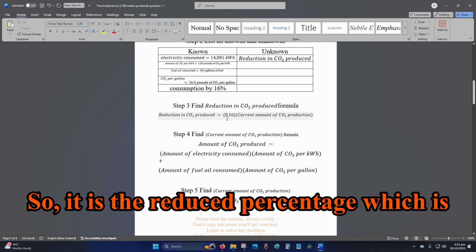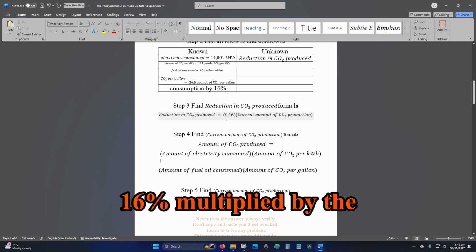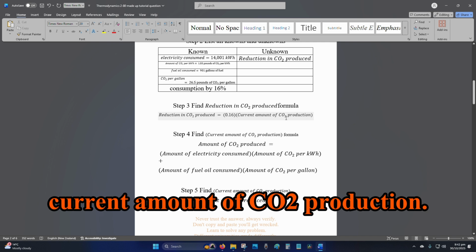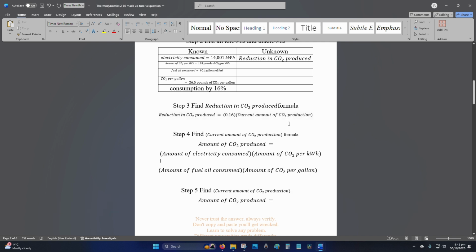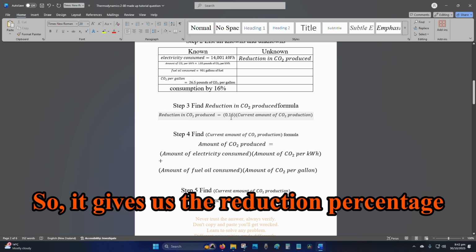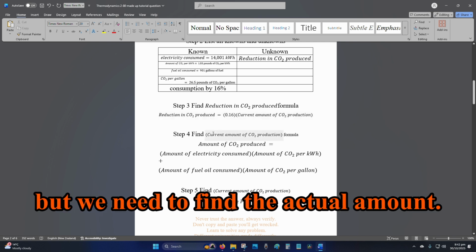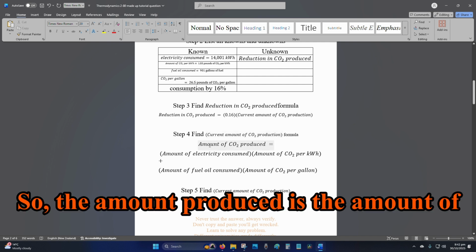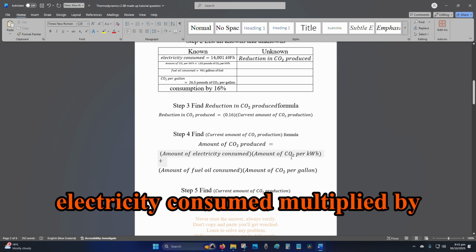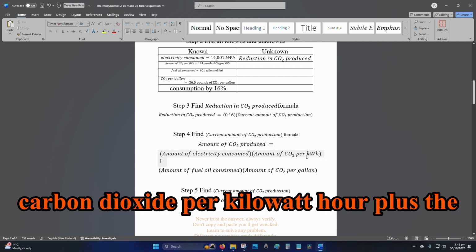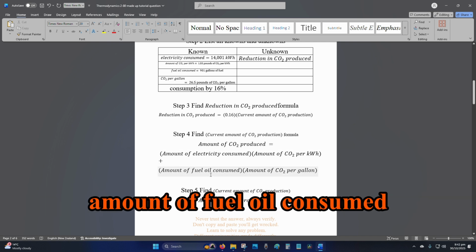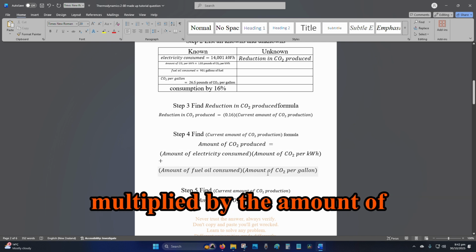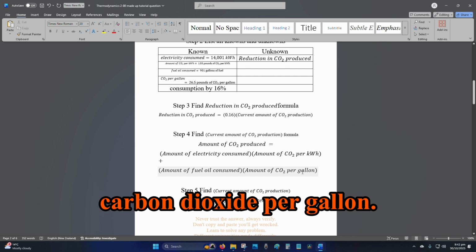Step 3, find the formula for the CO2 reduction. So it is the reduced percentage, which is 16%, multiplied by the current amount of CO2 production. So they give us the reduction percentage, but we need to find the actual amount. So that's our step 4. Find the formula for that. So the amount produced is the amount of electricity consumed multiplied by carbon dioxide per kilowatt hour plus the amount of fuel oil consumed multiplied by the amount of carbon dioxide per gallon.